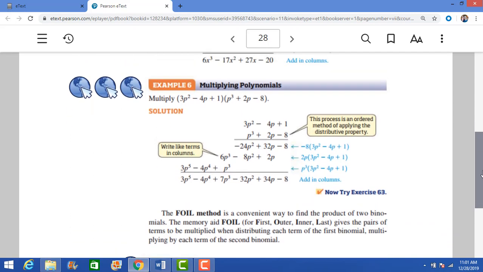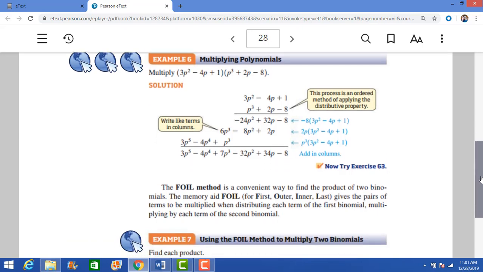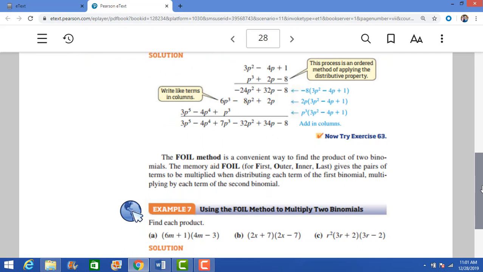Now, the FOIL method is a convenient way to find the product of 2 binomials. Okay? So for the memory, FOIL stands for first. So you multiply the first terms, then you multiply the outside terms, then you multiply the inside terms, and then you multiply the last terms. So it's always FOIL, which is first, outer, inner, and last. And then you simplify.